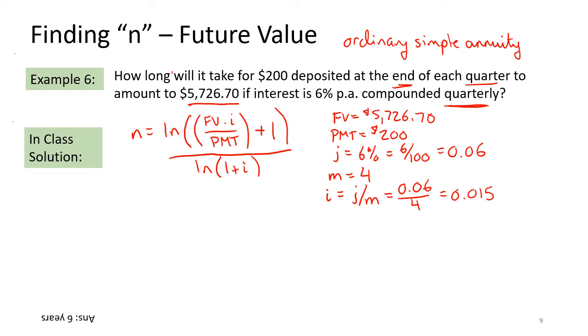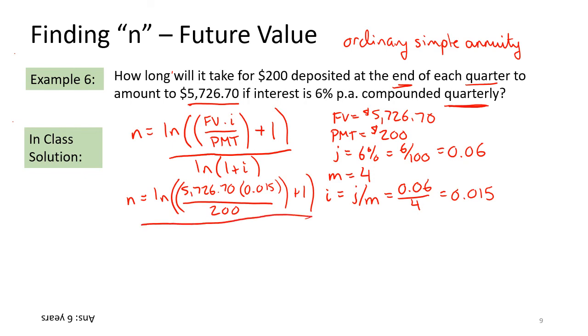Now the last item we obviously don't know is n, but we know everything else that we can now substitute into this equation. So n is equal to the ln of the future value, $5,726.70, times the periodic interest rate, 0.015, divided by our payments, 200, plus 1, and that is all divided by the ln of 1 plus 0.015.